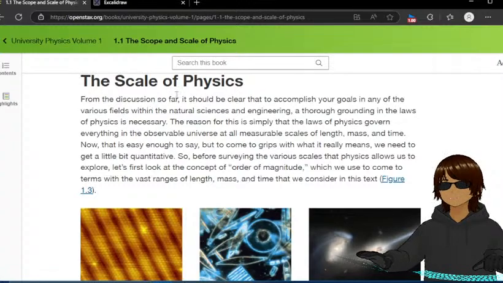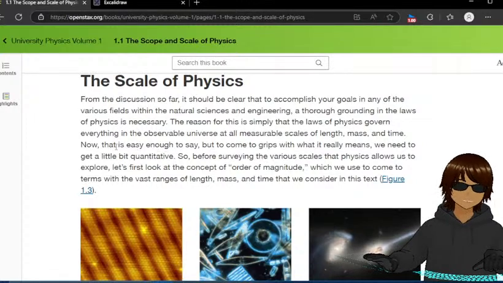From the discussion so far, it should be clear that to accomplish your goals in any of the various fields within the natural sciences and engineering, a thorough grounding in the laws of physics is necessary. The reason for this is simple. The laws of physics govern everything in the observable universe at all measurable scales of length, mass, and time.